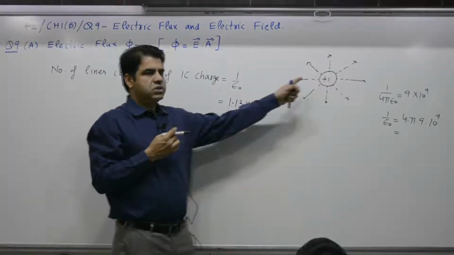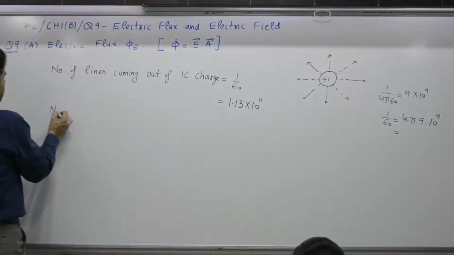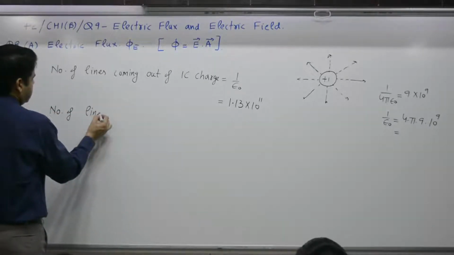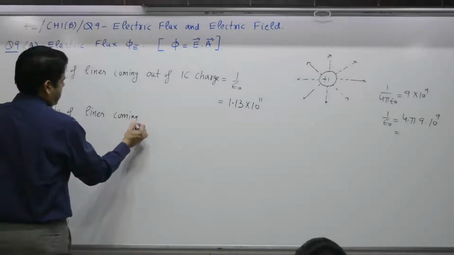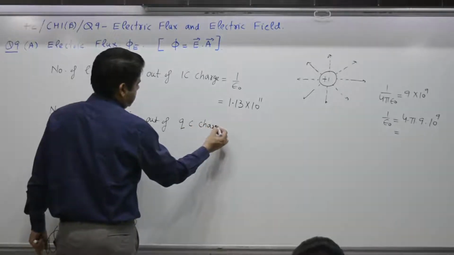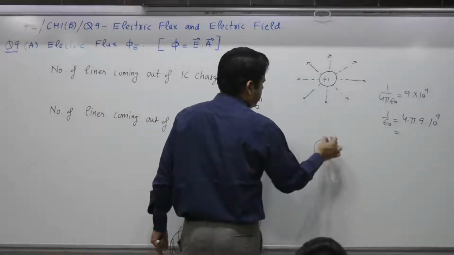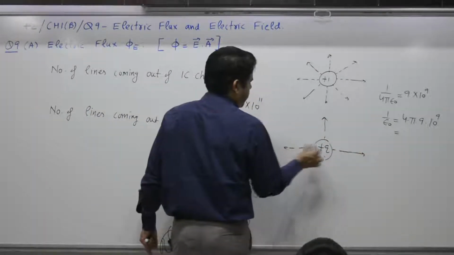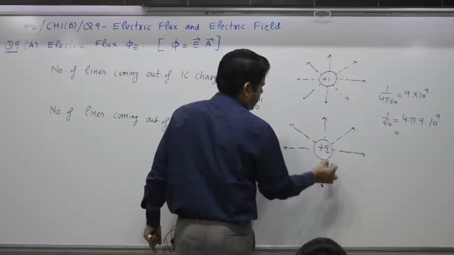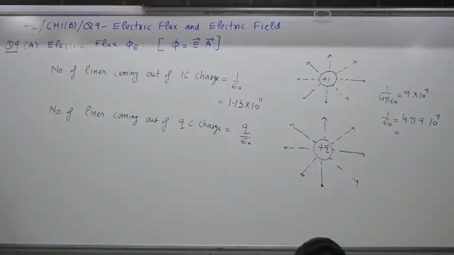If it is 2 coulomb charge, 2 by epsilon naught. If it is 3 coulomb charge, 3 by epsilon naught. The number of lines coming out of q coulomb charge is q by epsilon naught. So if there is a q coulomb charge, the number of lines coming is q by epsilon naught. What is electric flux? The total number of electric lines coming out of charge q is called electric flux.